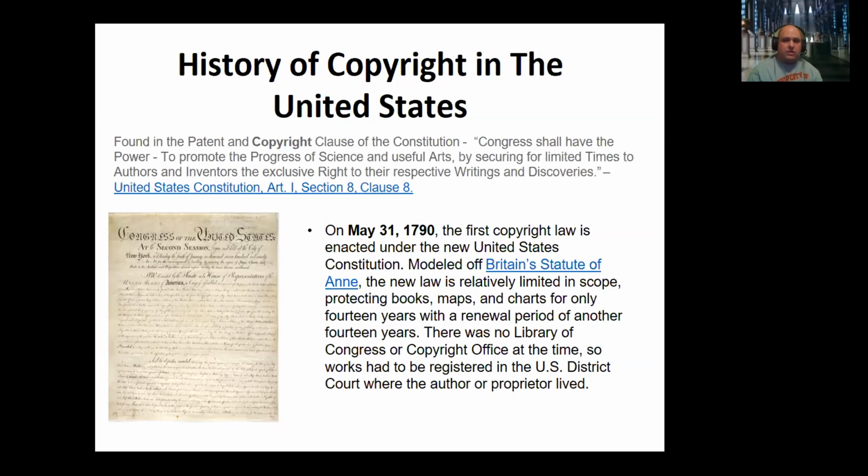So again, here we are in a new country with the creation of the Constitution, and we put that in Article 1, Section 8, Clause 8. As it says, Congress shall have the power to promote the progress of science and useful arts. Very open, very vague. By securing for limited times to authors and inventors the exclusive rights to their respective writings and discoveries. Like many things in the Constitution, it is very flowery in its writing, and left a lot to be interpreted.